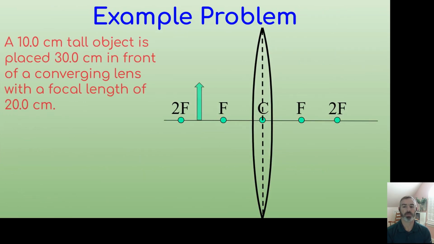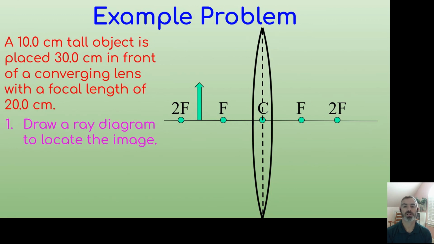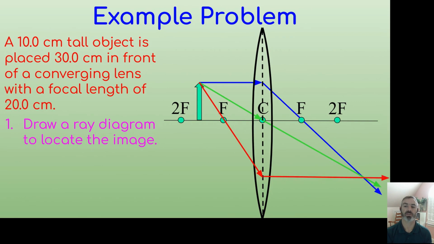So let's look at an example problem. We have a 10 centimeter tall object placed 30 centimeters in front of a converging lens with a focal length of 20 centimeters. Question 1 is to draw a ray diagram to locate the image. So we can go ahead and draw our rays. We know that the rays are going to converge on the opposite side since it's a converging lens. So we can see that our image forms outside of the twice the focal length point.